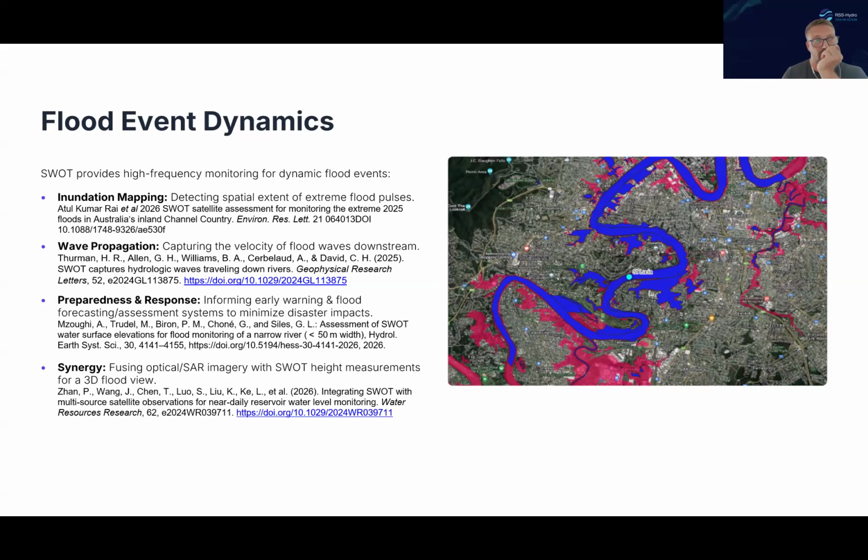But it's still great. So when there's a flood event and when you have SWOT overpasses, you can really do a lot. And actually where it helps a lot is also when these wetlands start to inundate, because you really see a lot of the dynamics of water levels. It's really great. So there's a lot of this inundation mapping, detecting the spatial extent with SWOT point clouds of water levels. And there are some great papers. This is just some of them, the most recent ones.